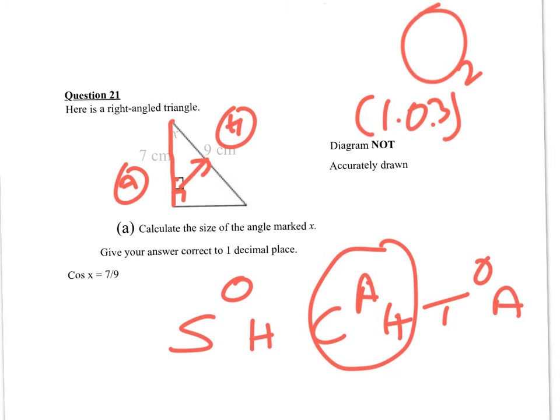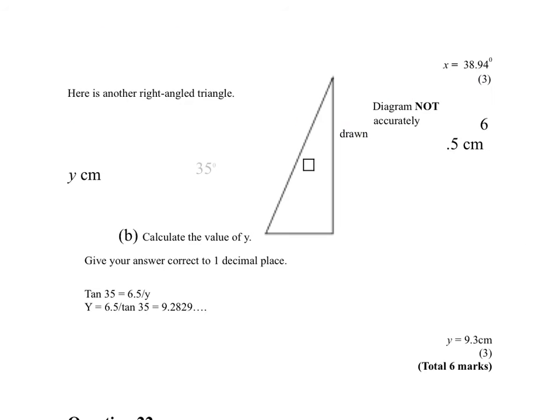You're looking for an angle, so it's going to be shift cos to the -1, the adjacent divided by the hypotenuse, and you would have got your answer, which will be on the next page. There it is. There's the answer for the previous one, 38.94 degrees.